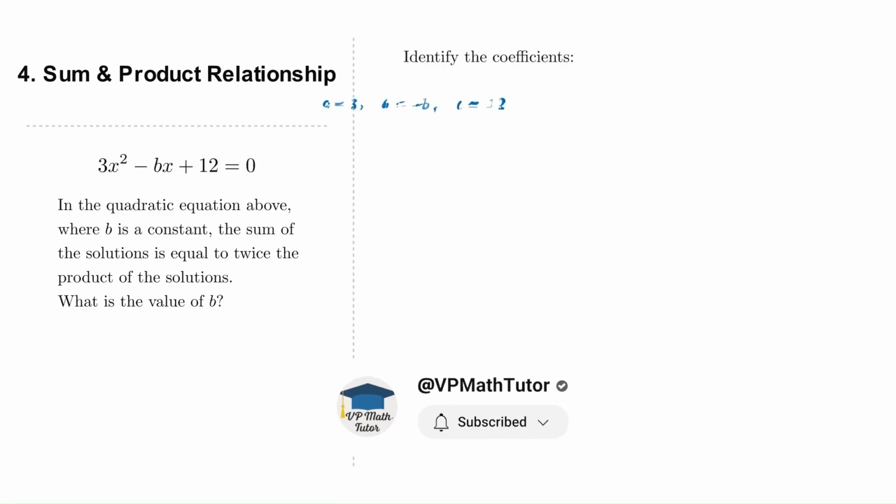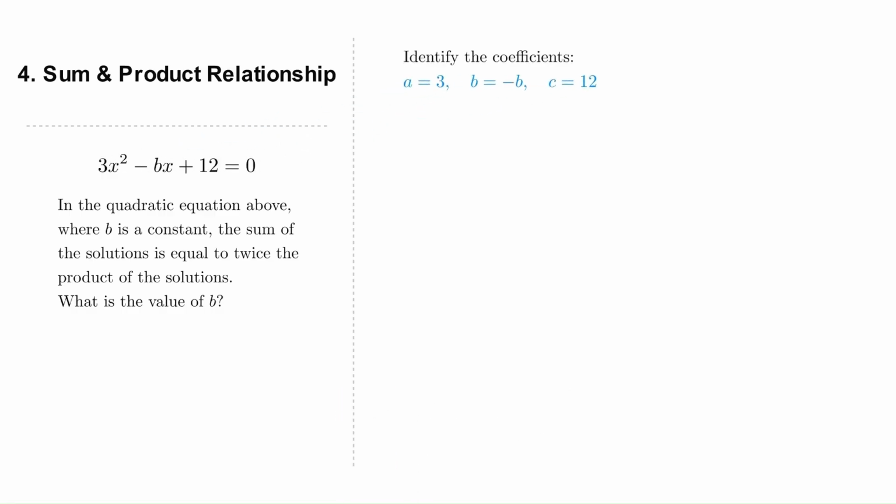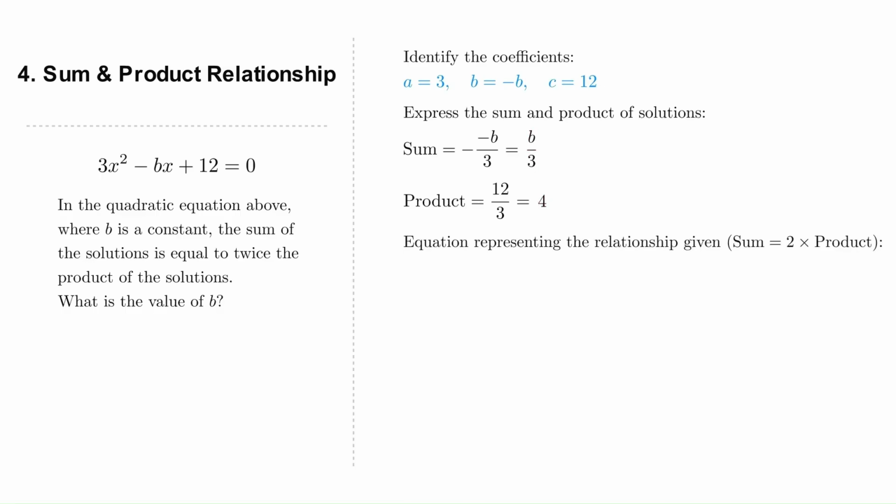First, identify the coefficients as 3, negative b, and 12. By Vieta's formulas, the sum of the roots is b over 3 and the product of the roots is 4. The problem tells us that the sum is twice the product, so we can write b over 3 equals 2 times 4. Solving for b by cross-multiplying, we obtain that b is 24. Therefore the correct answer is 24.